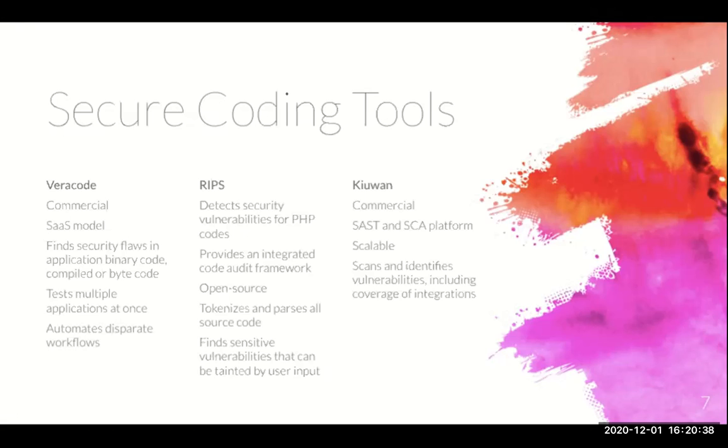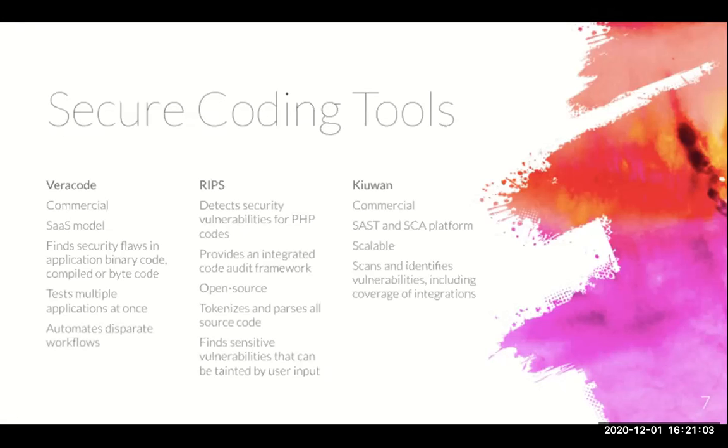The third one is a commercial tool as well. It uses a SAST and SCA platform. It's scalable. It scans and identifies vulnerabilities, including coverage of integrations. The biggest advantage of Q1 is that it helps eliminate security bottlenecks. You don't have to analyze code on central servers.